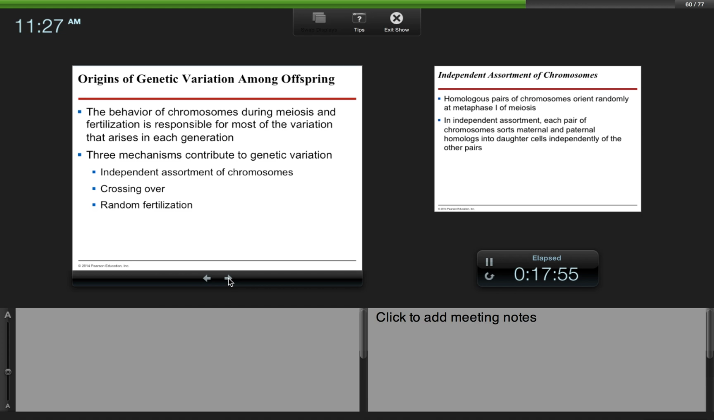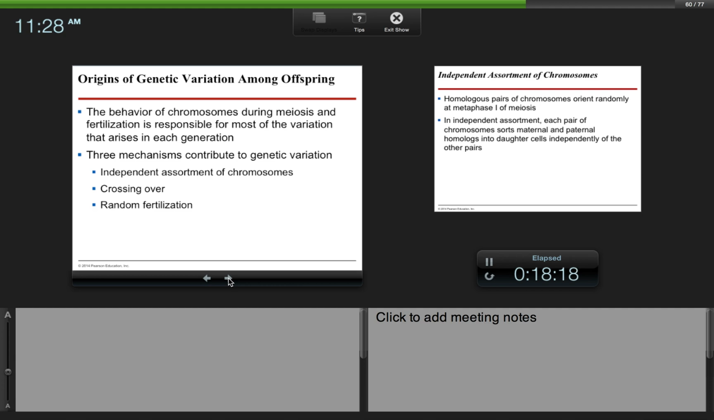The independent assortment of chromosomes. So the homologous pairs line up randomly. They line up chromosome number 1 with chromosome number 1, chromosome number 2 with chromosome number 2, but they line up randomly. So in other words, on one side, chromosome 1 could be the paternal chromosome, and on the right side, it could be the maternal chromosome, or vice versa.